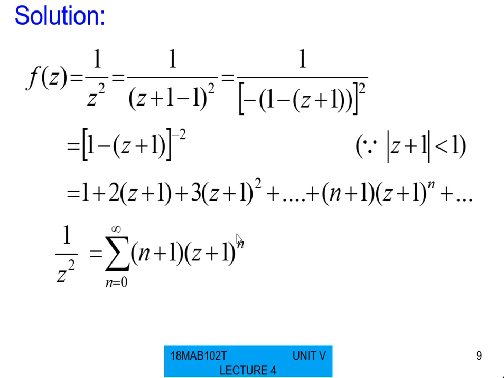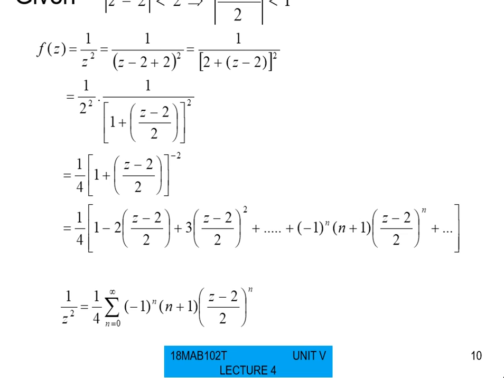What about the second circle? The second circle is mod z minus 2 less than 2. We use normally the binomial expansion. All the binomial expansions are valid only when mod z is less than 1, right? So I want to divide this by 2 on both sides. We get mod z minus 2 by 2 less than 1.